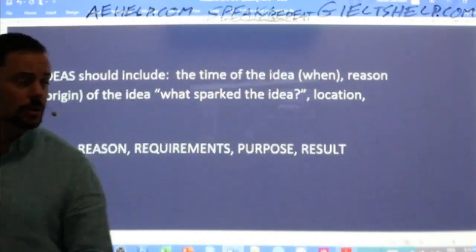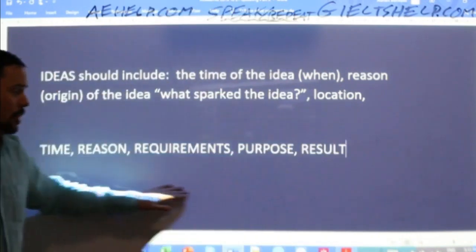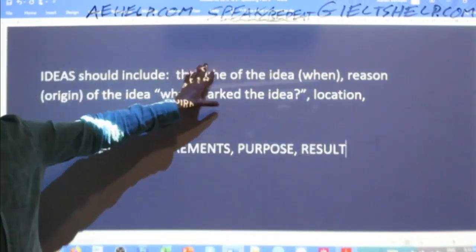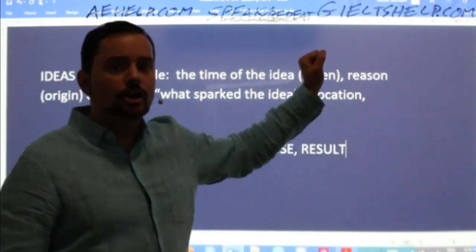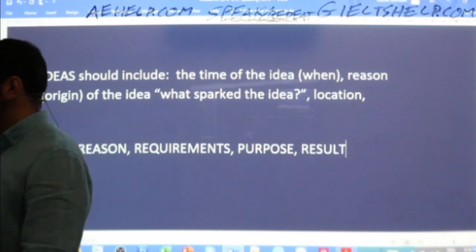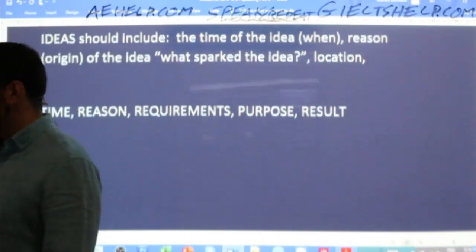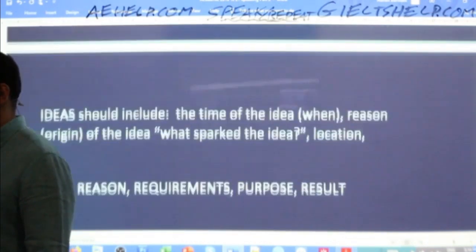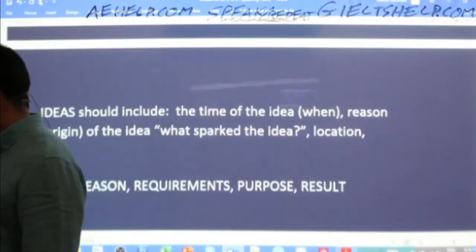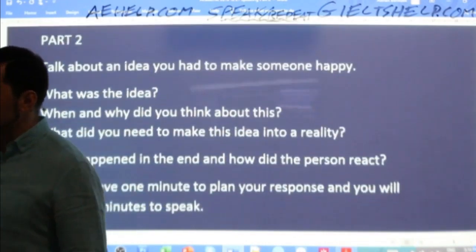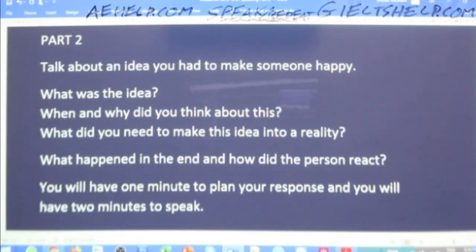If you include all of these points into your task or part 2 response, you should get a good band score, okay, as long as you make those clear, all right? So the time, the reason, the requirements, the purpose, and the result. That's what you're thinking of when you're thinking of ideas. All right, so now let's go back to our specific question. We'll be able to think about it much, much better.